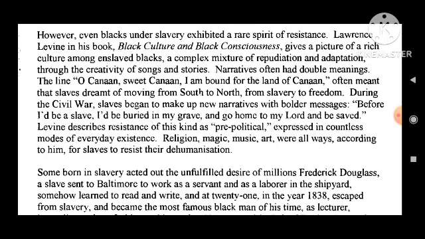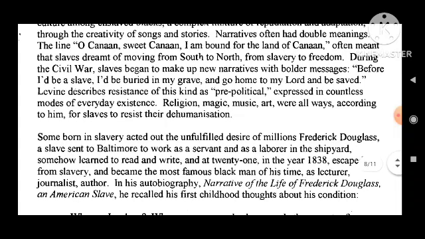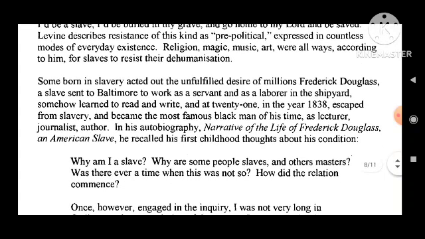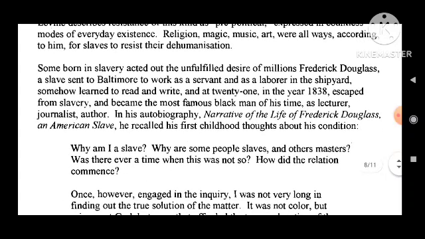"Before I would be a slave, I would be buried in my grave and go home to my Lord and be saved." Levin describes resistance of this kind as pre-political, expressed in countless modes of everyday existence. Religion, magic, music, art were all ways, according to him, for slaves to resist their dehumanization. Some born in slavery acted out the unfulfilled desire of millions. Frederick Douglass.